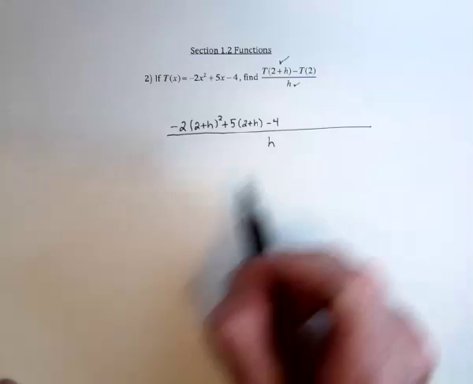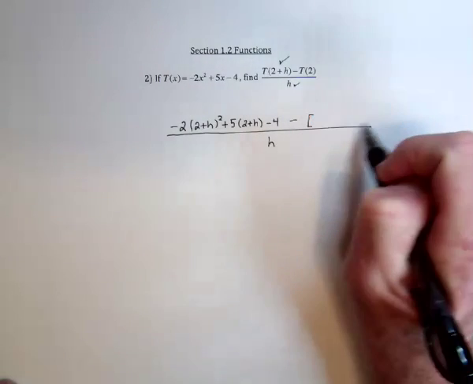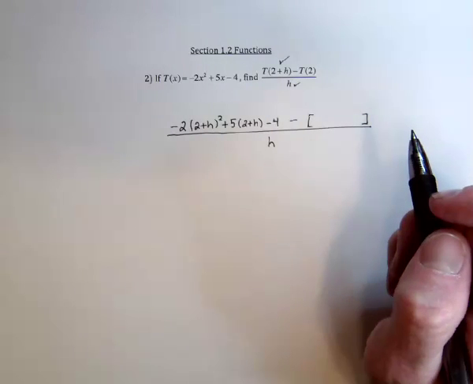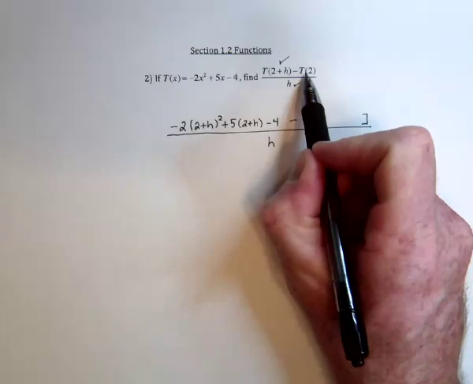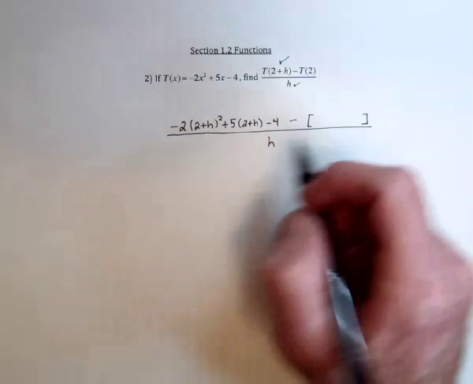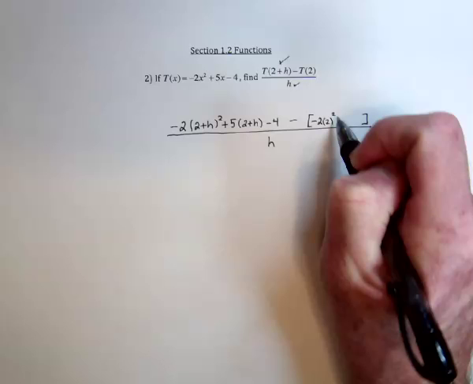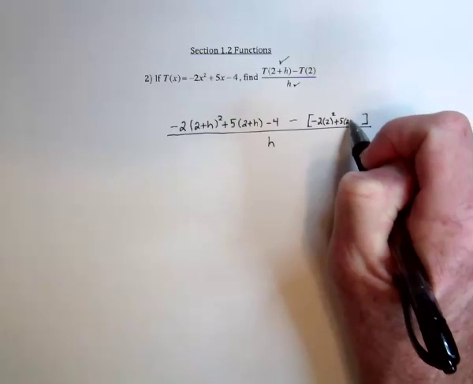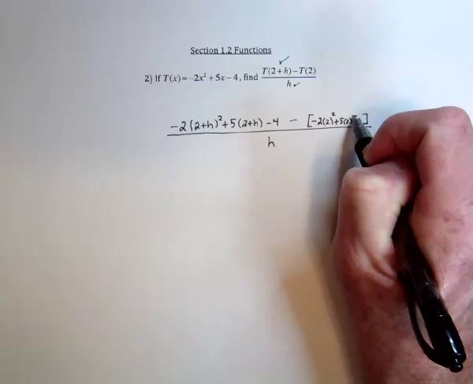Now we need to say subtract, and it's quite important to put parentheses or brackets around this part, because it's subtract this whole quantity t with a 2 substituted in. So now go to the t function and substitute a 2. So negative 2 and then 2 squared, 5 times 2, plus, that's minus 4.